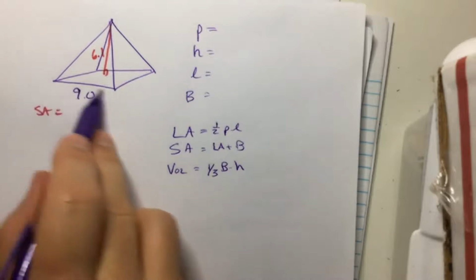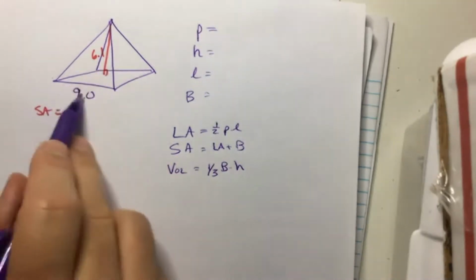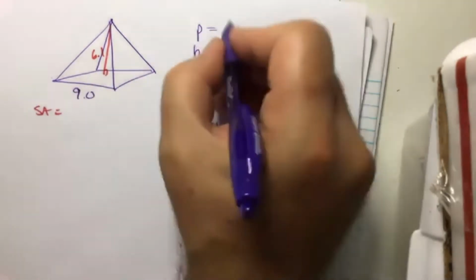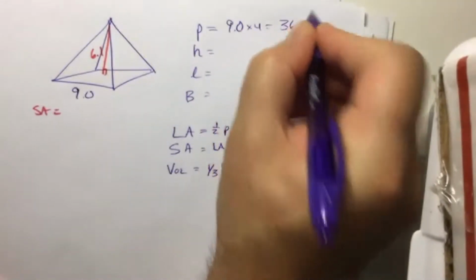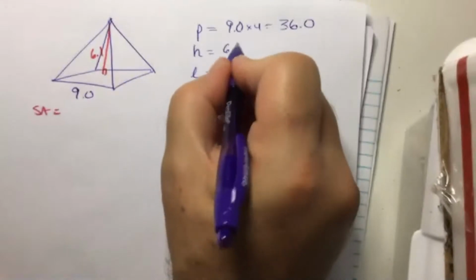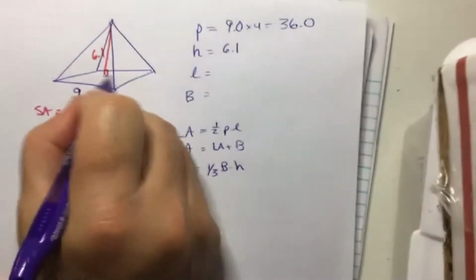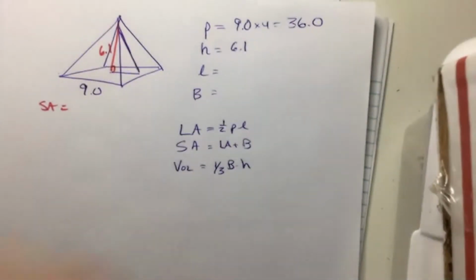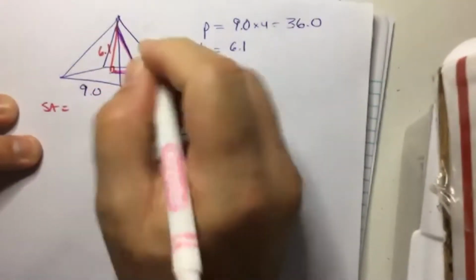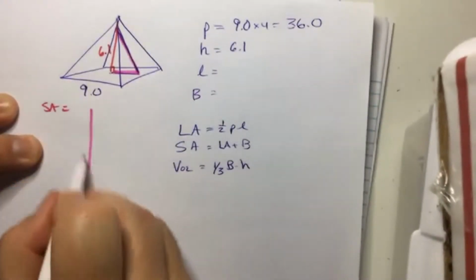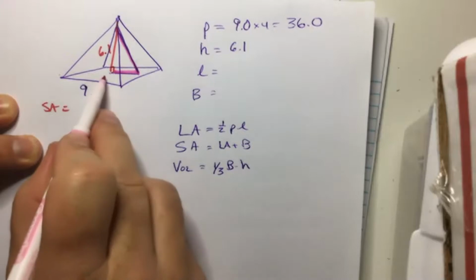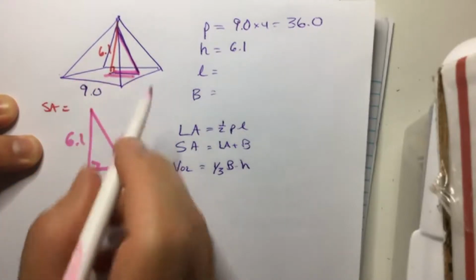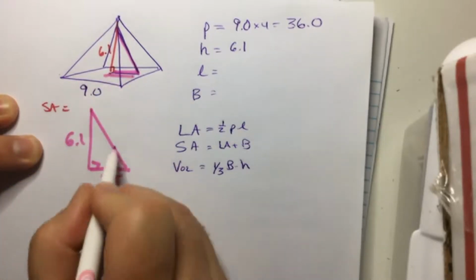Okay. So this is a square base, so my perimeter is going to be whatever one side is times 4. My height was given to me. So to find this missing part here, I need to do the Pythagorean theorem. 6.1, and then half of this base, which is that part. So 4.5, and I'm looking for L.